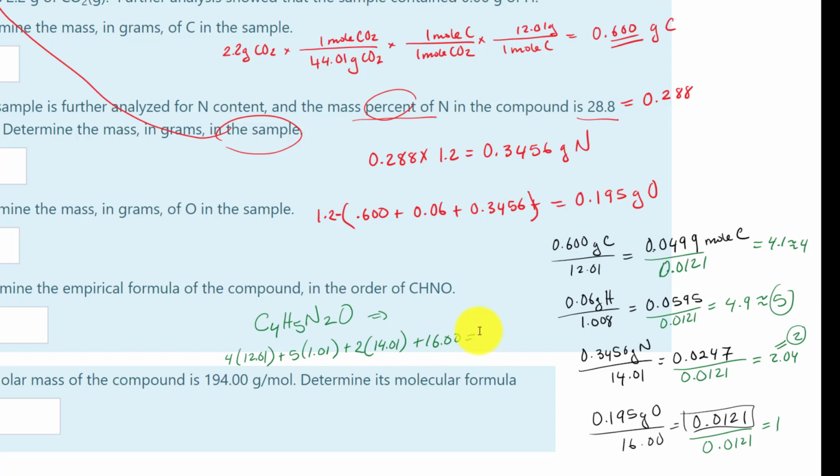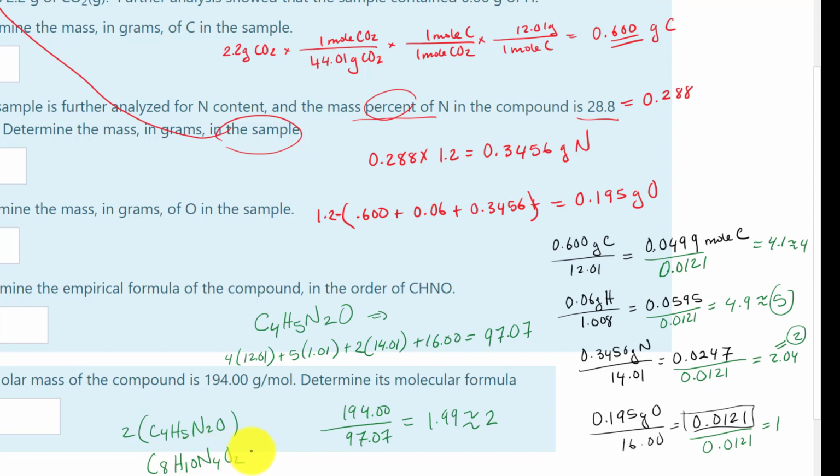And let's do our math. Our molar mass turned out to be 97.07. And now we can divide the given molar mass by this: 194.00 divided by 97.07. Okay, let's do that. This turned out to be 1.99, which is about 2, and this can be rounded to 2. So we multiply everything by 2. So 2 times C4H5N2O turned out to be C8H10N4O2. And that is our molecular formula.